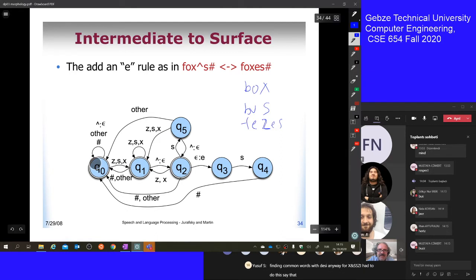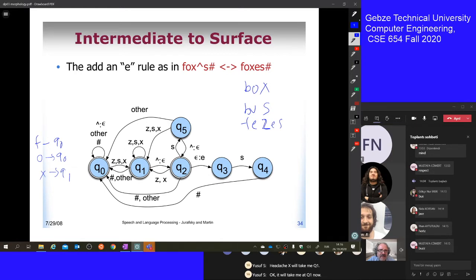Anyway, for X and S and Z, I have to do this. It says that do this all the time. The only difference is when you see a caret sign, produce nothing, right? Produce nothing, intermediate to surface. But when you see Z and S and X, then you need to go to Q1. So let's look at this fox and S. I take F. With the input F, I am at Q0, and I am back to Q0. When I get O, I am at Q0 again. When I'm at X, X will take me to Q1.